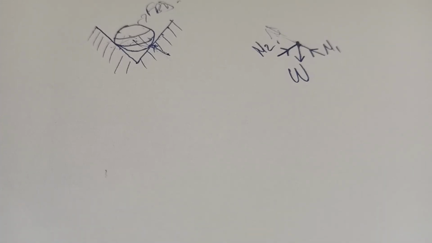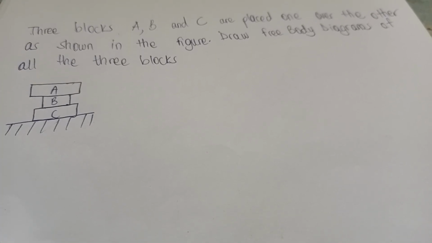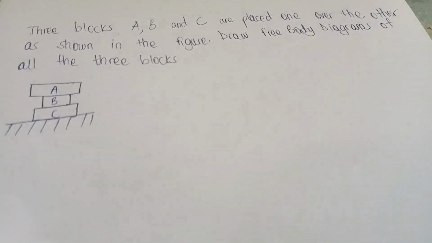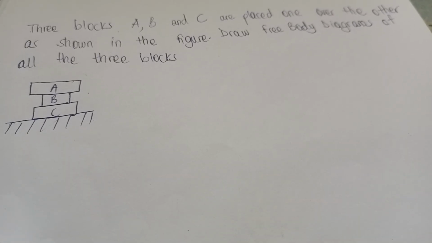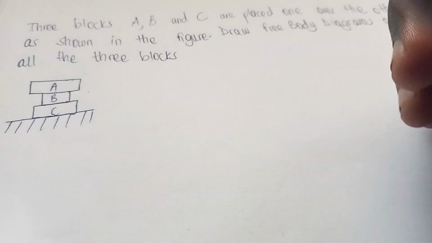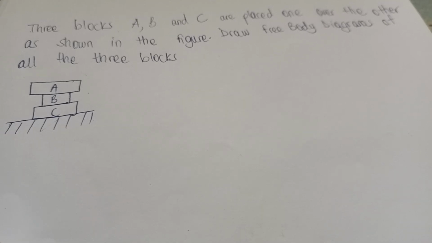Now let's see another example of free body diagrams. We are starting with the basics and getting more complex as we go on. We are given three blocks A, B, and C placed one over the other as shown in this figure. We are told to draw the free body diagrams of all three blocks, so we want to show the forces acting on each of them. Let's start with the first block, block A.